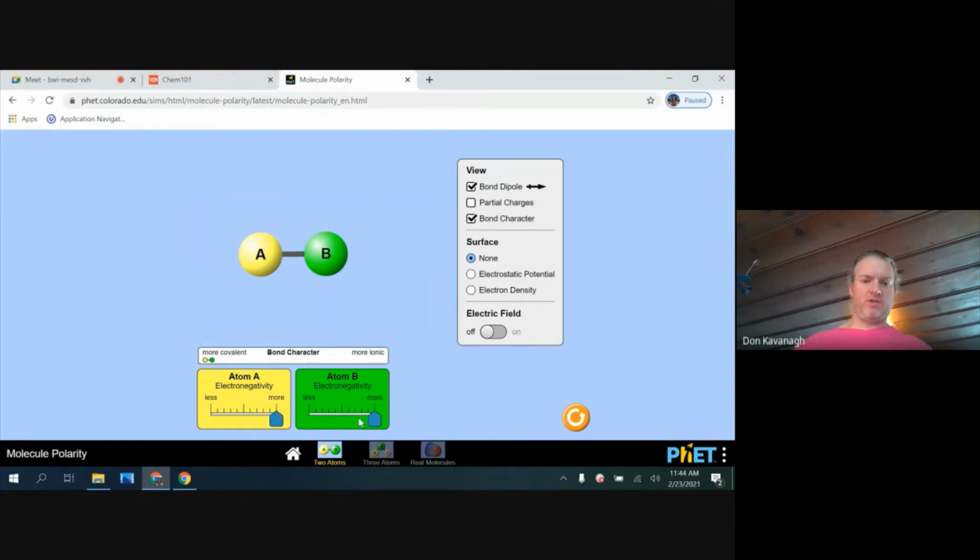So now we're looking at two identical atoms. So we have a very covalent bond with the dipole being gone right there. Let's reset this back to where they're both identical atoms in this nonpolar category right here. Let's put these in the middle. And again, note when they both have identical electronegativities, there's no dipole in the covalent bond.